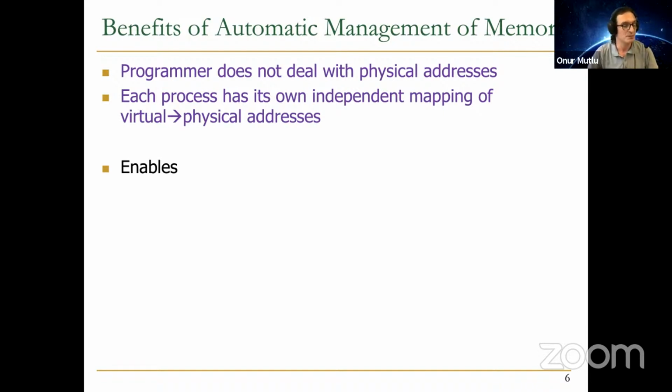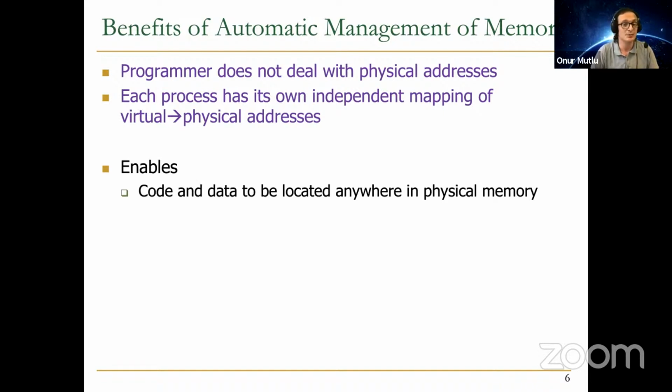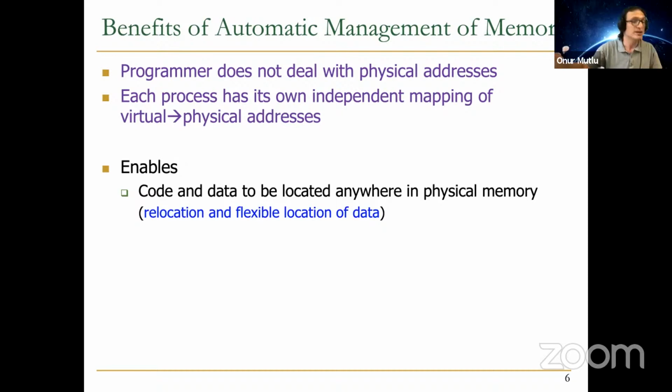So basically, having these properties enables code and data to be located anywhere in physical memory. So you can relocate the code and data at different places. You can flexibly locate data. For example, a huge array, a 1 gigabyte array, does not need to be consecutive in memory. It does not need to be consecutively allocated in the physical memory space, right? You can chunk it into different pieces, and you can basically use available parts in the physical memory, as we will see.